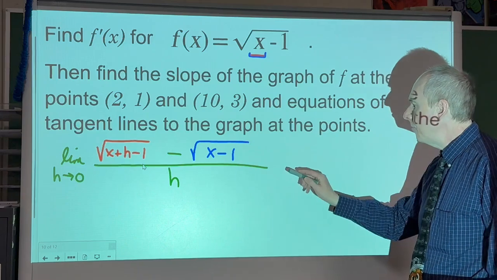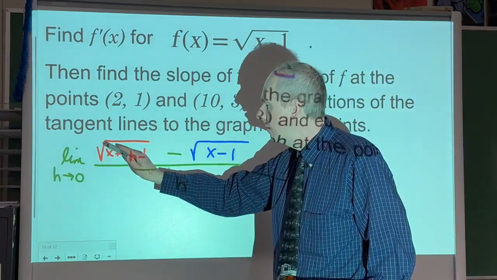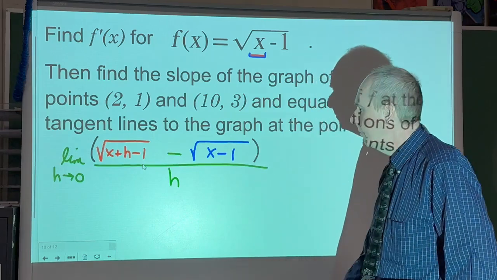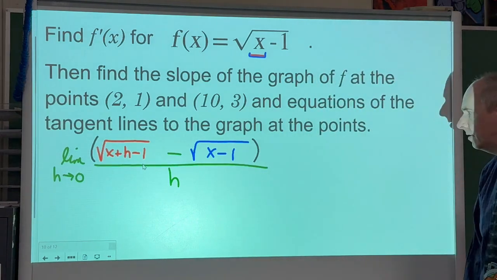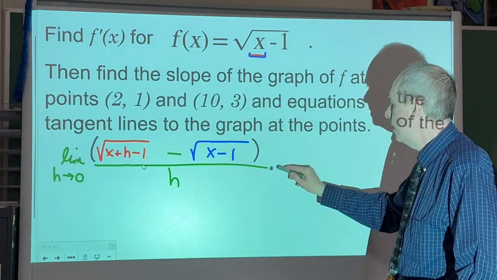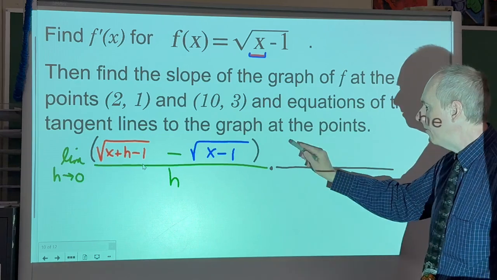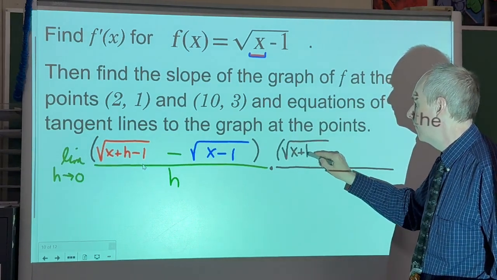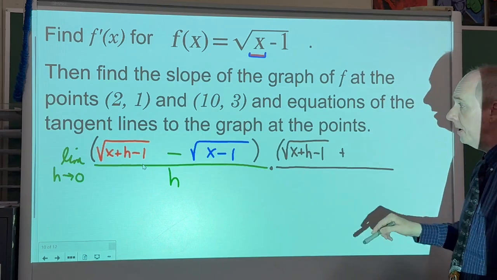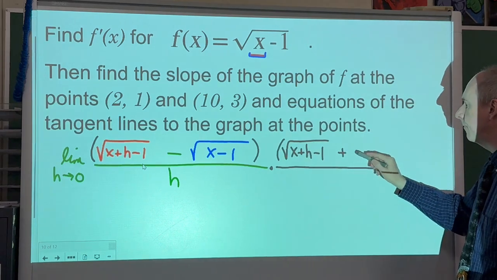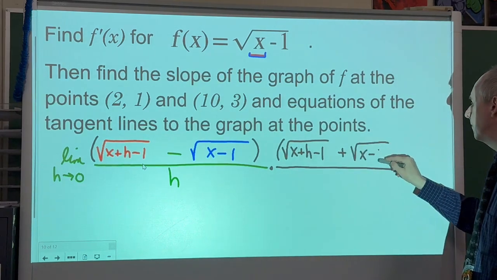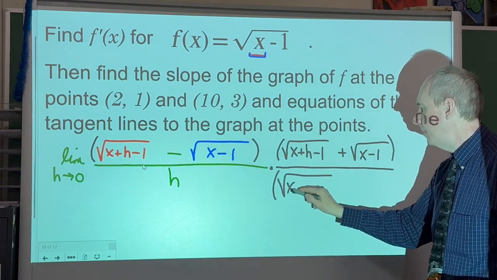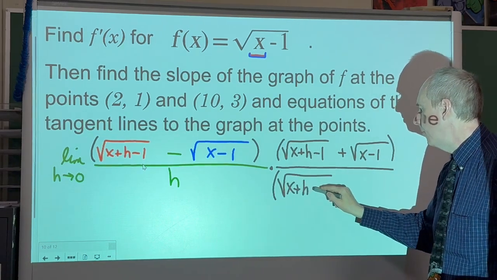If I were to multiply the top by its conjugate, then maybe I could get somewhere. Plus instead of minus. And then I have to do the same exact thing to the bottom. Whenever you multiply the top by, you multiply the bottom by.